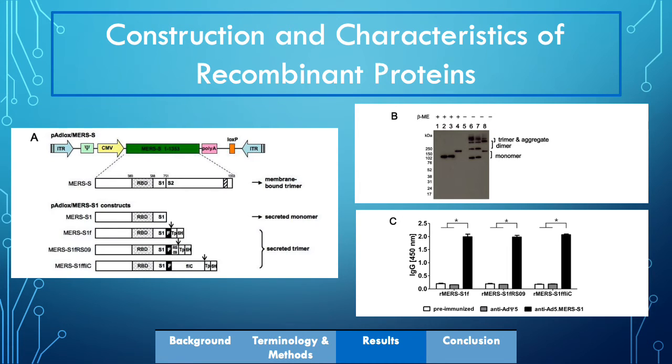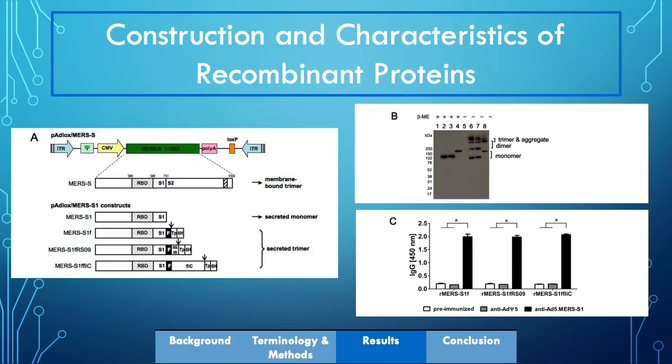So this slide is the construction and characteristics of recombinant proteins. This is basically for MERS specifically. This is kind of the first half of their research. As you can see here in figure A on the left, you have the MERS constructions that they made. You got that MERS S1 down here at the bottom that's secreted as a monomer. Then all the other ones, the MERS S1F, S1RS09, S1FFIC, those are all secreted as trimers. And you can see towards the top is the actual MERS S, which is a membrane-bound trimer. So that's kind of a cool way that they demonstrated that there.